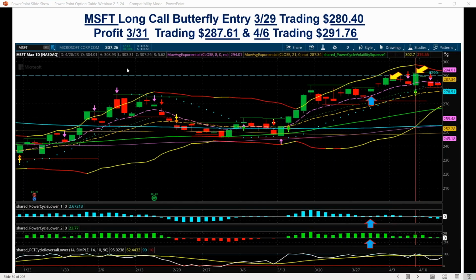So here's where it's set up. Just kind of going through the picture, what it looked like at the time. So you can see we came down here, we held this moving average. My momentum indicators were shifting up. So we bought it right here on the 29th. It's trading at 280. Then we popped up here.